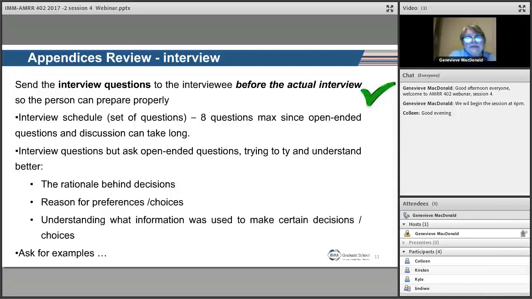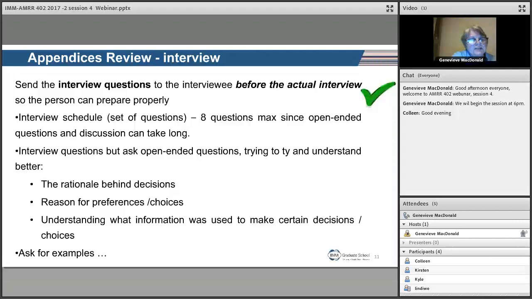If you are doing interviews, which is quite time intensive, do yourself a favor and send the interview questions to the interviewee before the actual interview. So then the person is on the same page as you are. They're not surprised when you start asking particular questions, and they can actually prepare a couple of examples to share with you, which then enriches the data that you will be getting from them.